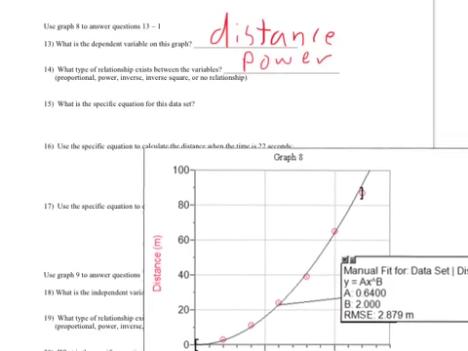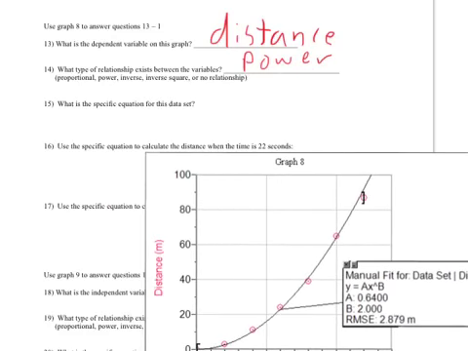Now let's see what we've got next here. What is the specific equation? So remember, to do the specific equation, I've got to substitute out the y, the a, the x, and in this case the b. I have to swap everything out. Nothing can stay the same. So my y variable is distance. I'll just write d equals. Instead of a, I'm going to see a is 0.64, and it is times x.